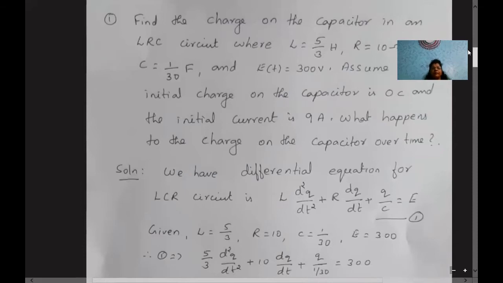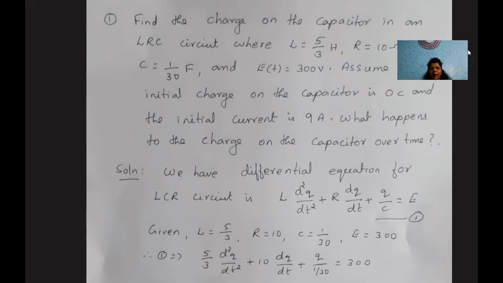The first problem. Find the charge on the capacitor in an LRC circuit where L is equal to 5 by 3 Henry, R is equal to 10 ohms, C is equal to 1 by 30 farad, and E of t is 300 volts. Assume the initial charge on the capacitor is 0 coulomb and the initial current is 9 ampere. What happens to the charge on the capacitor over time?